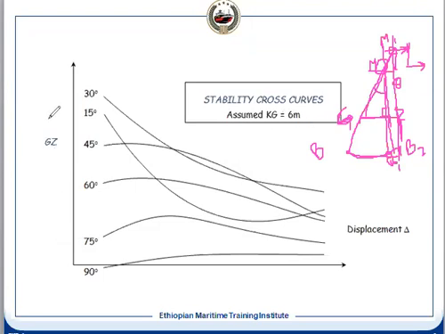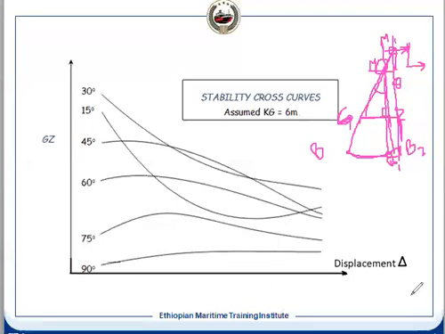And then we have the GZ, and this is the displacement. For each displacement, we will get values for different angles of heel. Suppose this is 45 degrees, this is 30 degrees, this is 15 degrees, this is 60 degrees, this is 75 degrees, and this is 90 degrees. So at a particular displacement, we can get a different angle of heel.